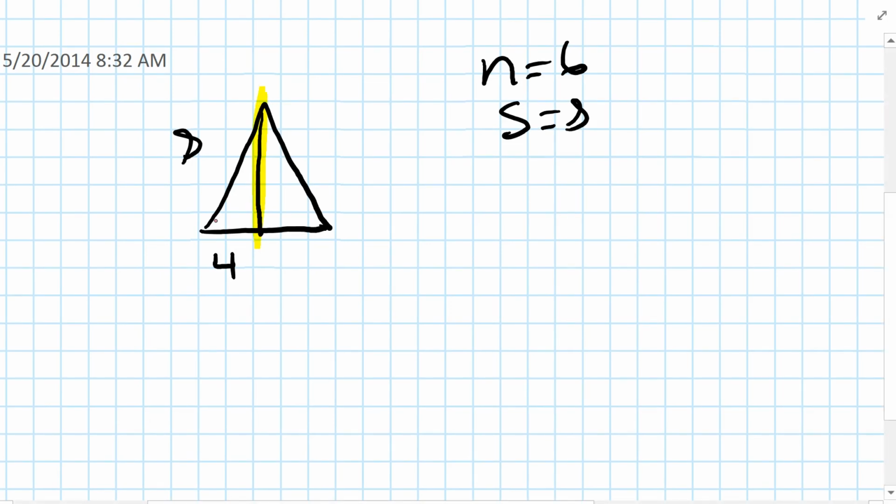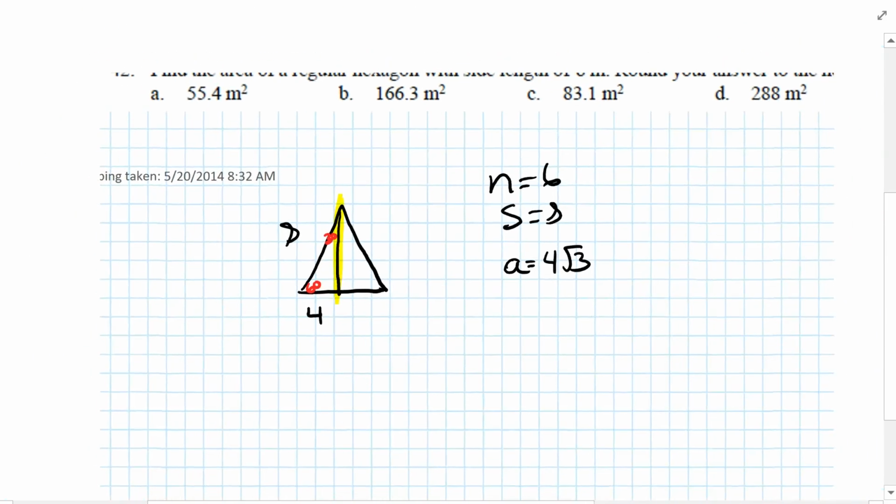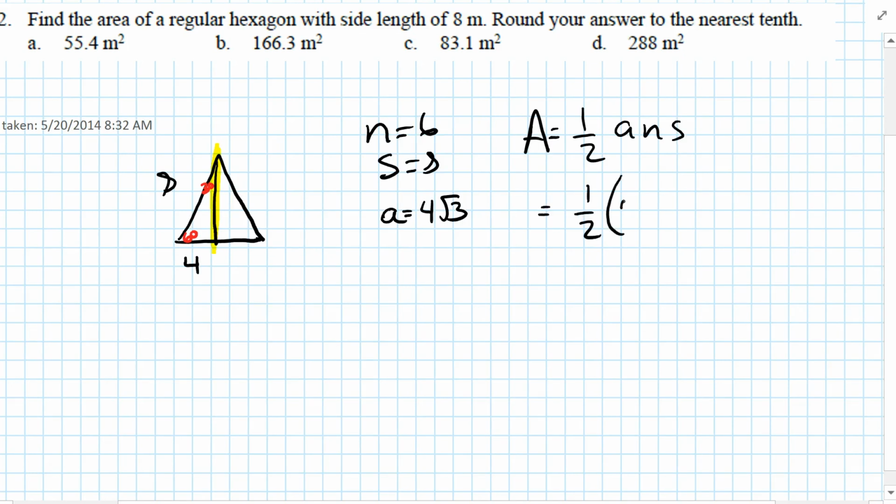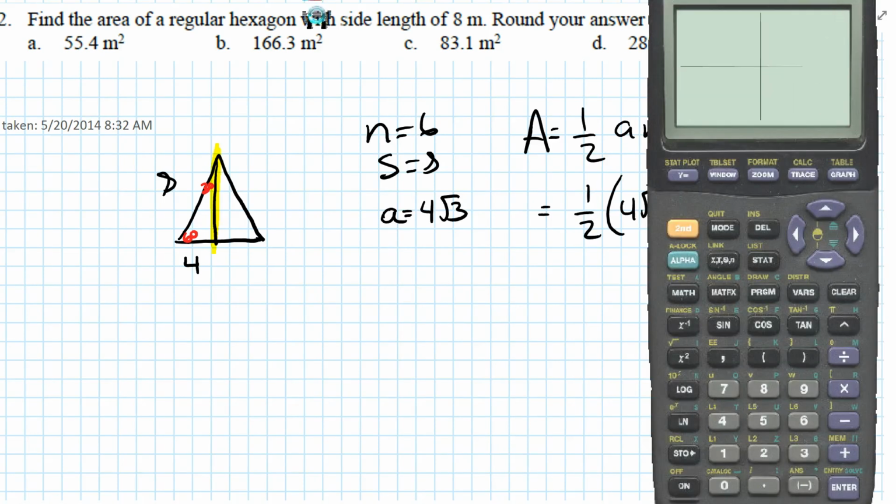Well, we know it was an equilateral triangle, so we know that's 60. If we split that in half, we know that's 30. So using our 30, 60, 90 principles, we know the apothem is going to be the short side, which is half of 8, 4, times the square root of 3. So there we go. We have everything we know. So the area of this is going to be 1/2 ANS, which is 1/2 times 4 root 3 times 6 times 8. So handy dandy calculator work.